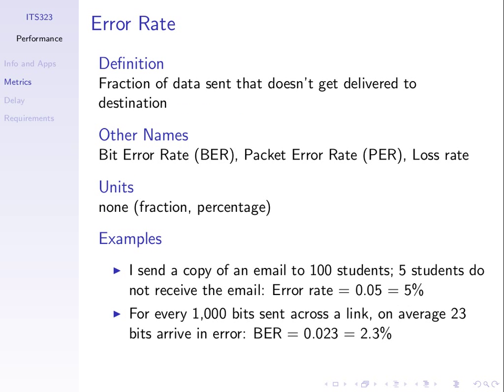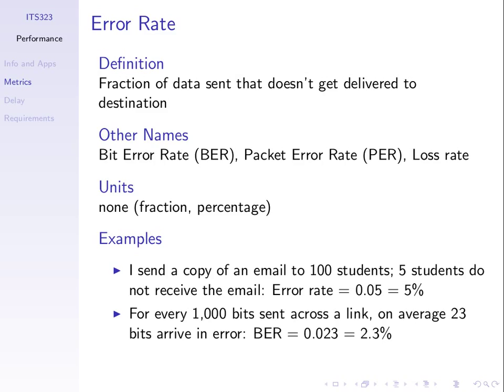Error rate. Something you may not have seen so much, but now a measure of accuracy. Our two general measures of timeliness and accuracy. Timeliness we can measure by delay, accuracy by error rate sometimes.